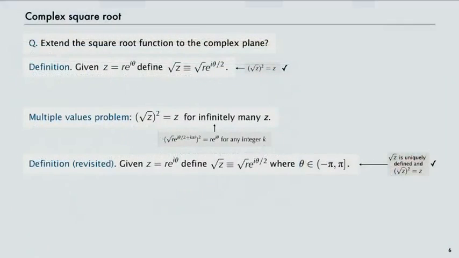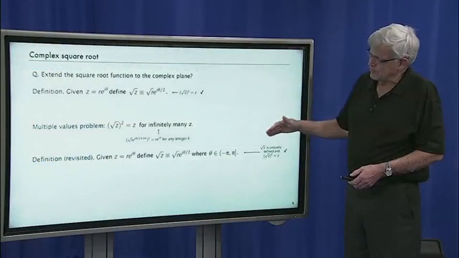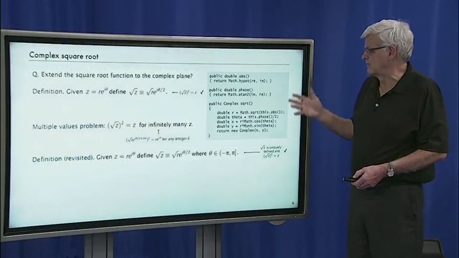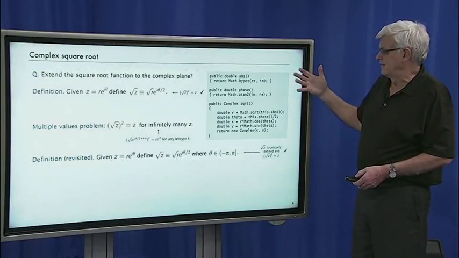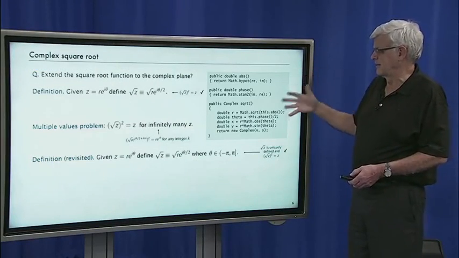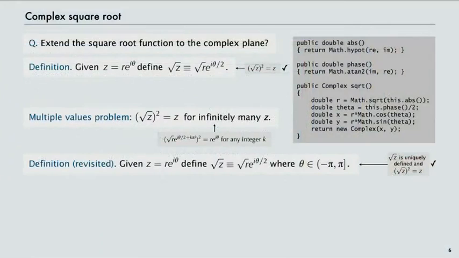So now square root of z is uniquely defined, and square root of z squared is equal to z, so that's good. And this gives us a basis now, say, for writing code to compute the square root. This is straightforward code to go ahead and compute the square root.